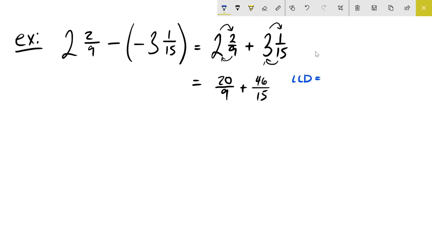And the easiest way to figure that out is you just go, okay, 15 is not divisible by 9. So you go 15 times 2 is 30. That's not divisible by 9. 15 times 3 is 45. That's divisible by 9. Okay?